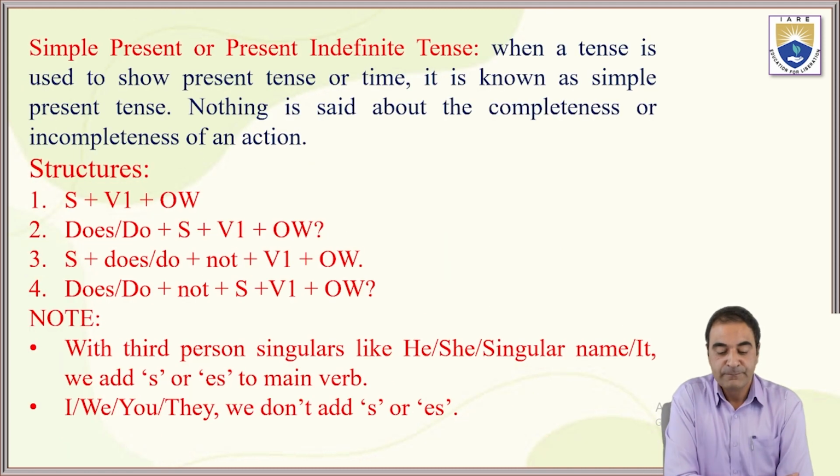Next tense, I would like to make clear why we call it simple present tense, or what is simple in simple present tense. Again, here you need to remember that in this tense, nothing is said about the completeness or incompleteness of an action. Here, we know only one thing, that the time of an action is present. That's why it's called a simple present.